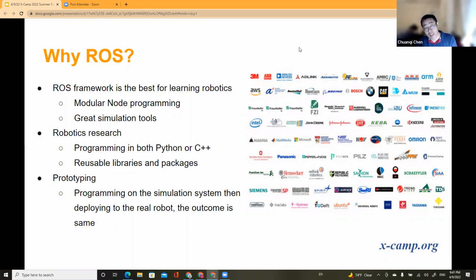in the simulated environments. ROS was invented by two Stanford PhD students, and it's been widely used by Stanford, MIT, the world's top engineering schools, and also by industry. You can see on the right side that many companies use ROS: Amazon, 3M, ABB use ROS for research and quick prototyping.